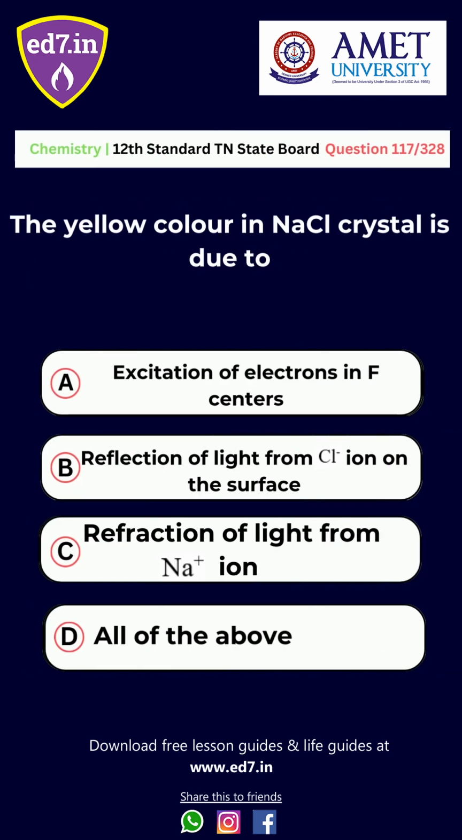Question number 117. The yellow color in NaCl crystal is due to: option A, excitation of electrons in F centers; option B, reflection of light from Cl minus ions on the surface; option C, refraction of light from Na plus ions; option D, all of the above. The correct option is option A, excitation of electrons in F centers.